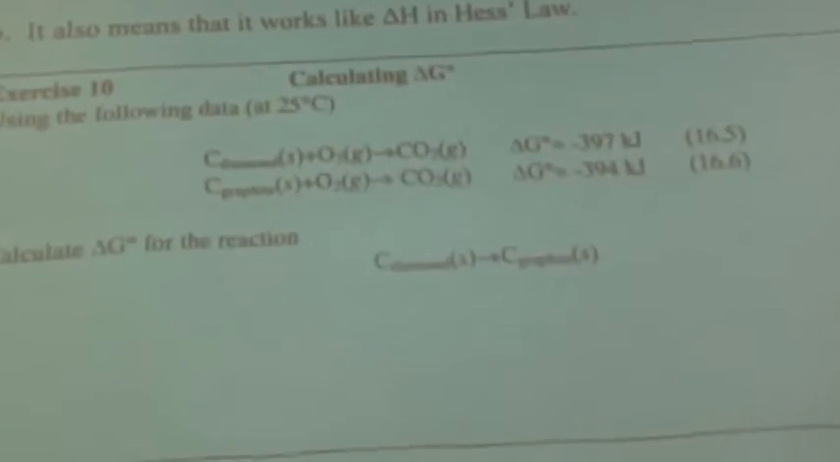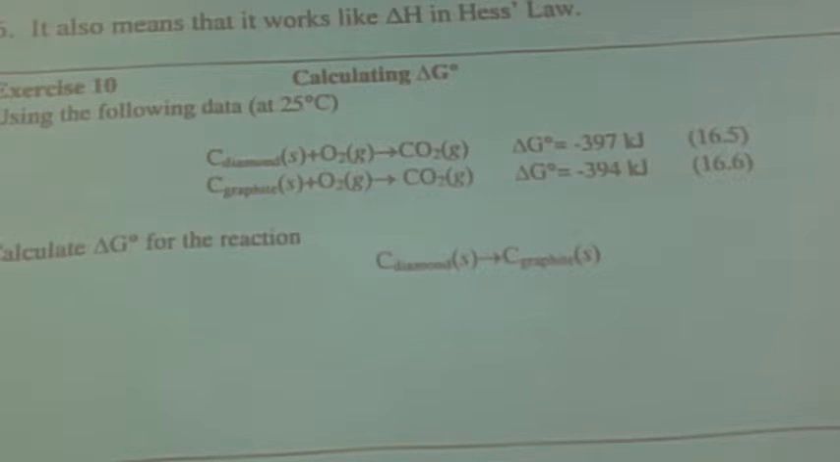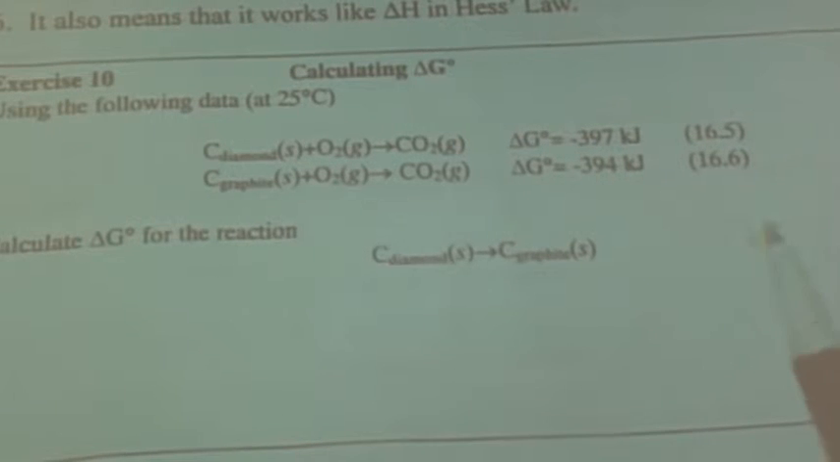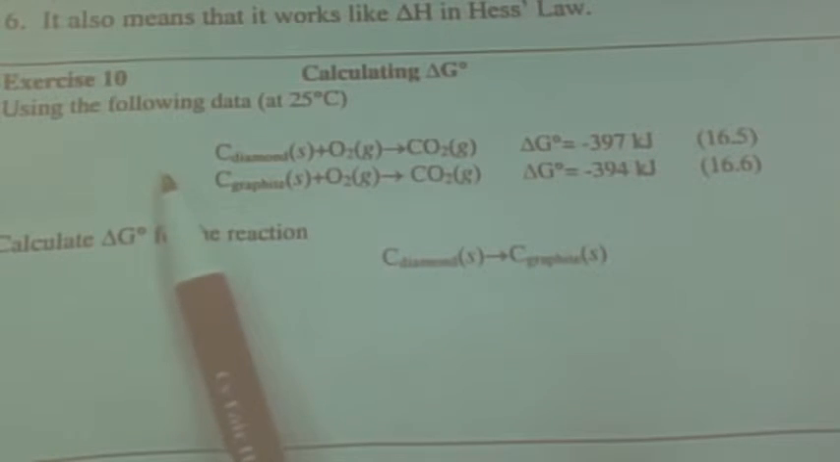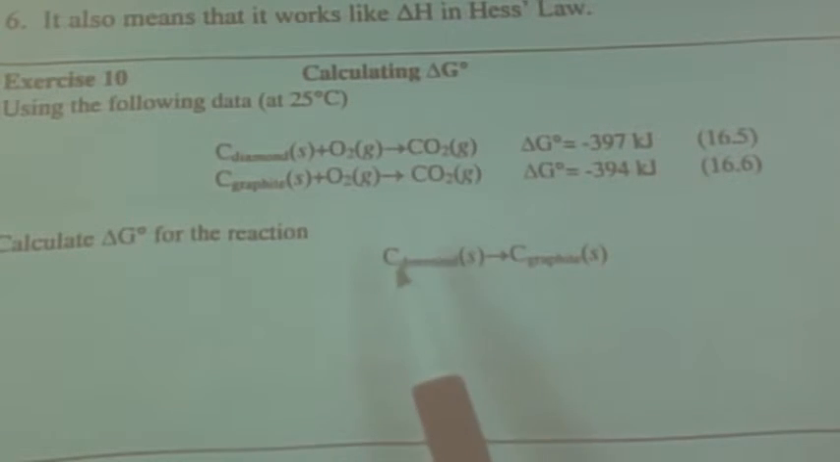All right. The third way you can find the value of Gibbs free energy is using a Hess's law situation as well. Okay. So here is our target reaction, and we are going to see if indeed diamonds are forever. Diamond will spontaneously go to graphite or not.